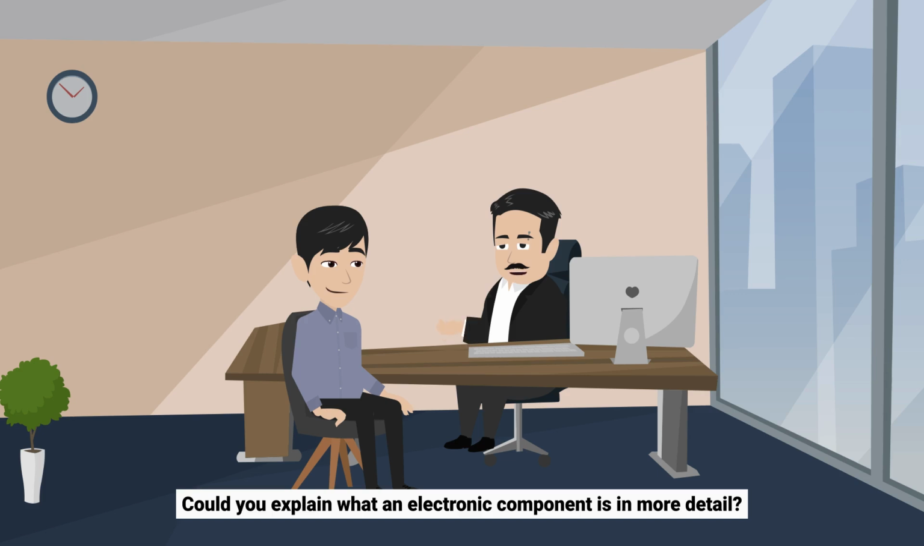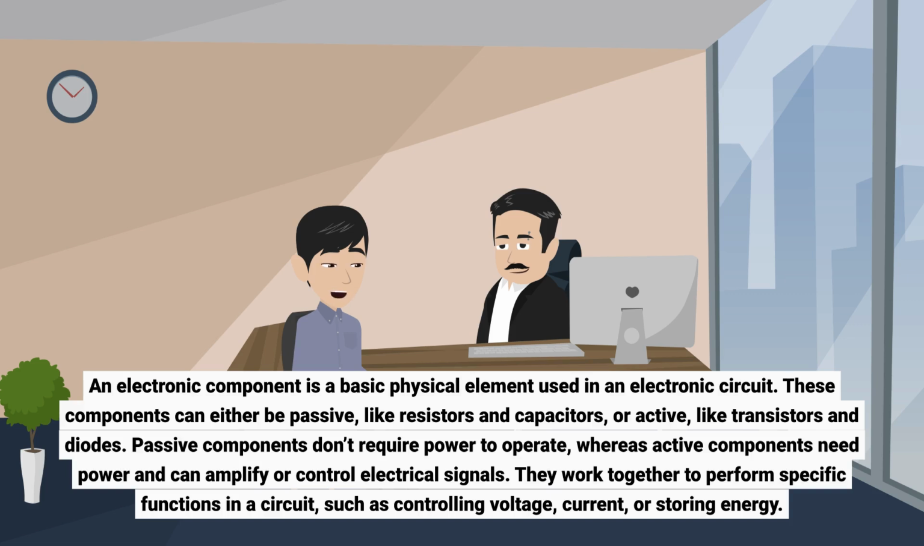Could you explain what an electronic component is in more detail? An electronic component is a basic physical element used in an electronic circuit. These components can either be passive, like resistors and capacitors, or active, like transistors and diodes. Passive components don't require power to operate, whereas active components need power and can amplify or control electrical signals. They work together to perform specific functions in a circuit, such as controlling voltage, current, or storing energy.